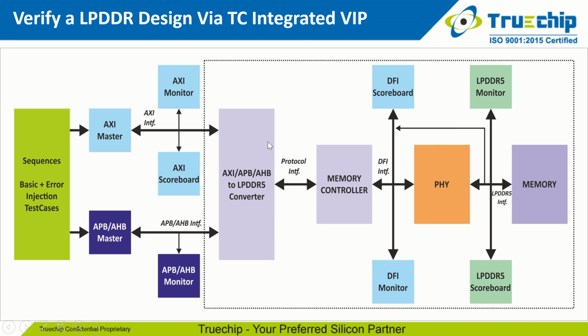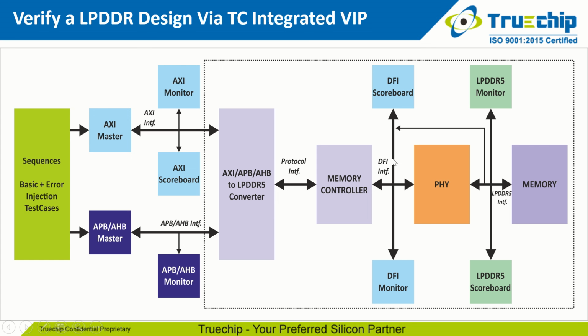Once the transaction is received by the AXI APB AHB converter, it will convert the transaction into LPDDR5 form, which is the light purple color, through which the transaction is transferred to the memory controller, which is also in light purple color, via the protocol interface. Through the memory controller, the transaction will go further to DFI5 through the DFI interface. And from DFI5, the transaction will go further to memory, or we can say LPDDR5 memory, via the LPDDR5 interface.